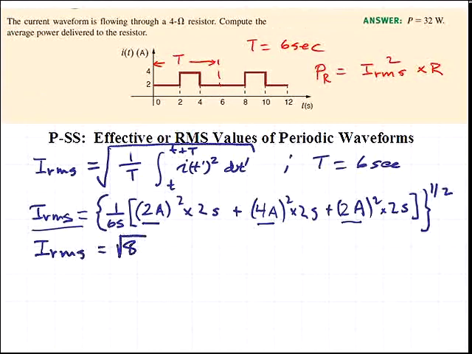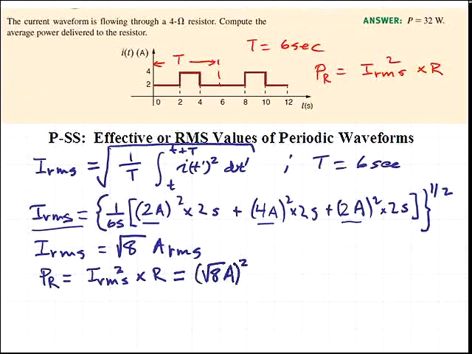To calculate the power in the resistor, we'll square that current and multiply by the value of the resistance. And for the present situation, this will be the square root of 8 amperes for the root mean square current, squared, times the 4 ohm resistance. Or the power dissipated in the 4 ohm resistor is equal to 32 watts.